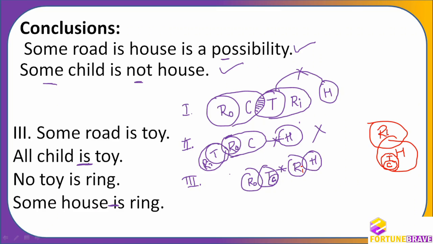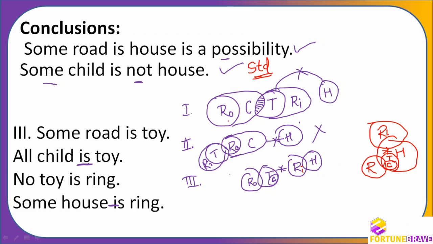No toy is ring. I can put like this. All child is toy is there. Some road is toy. So I can put again some road is toy. So you can see here, I can make this wrong in this case. Because this is standard, it has to be true in all possible cases. In this possible case, some child is not house is not true because all child are house here. Therefore this does not follow.